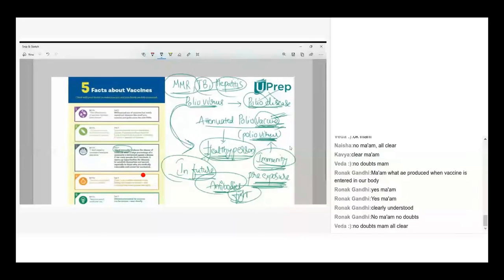Okay, fine, Veda. See, read the whole thing. Herd immunity reduces the chance of outbreak. Here outbreak is nothing but the pandemic. Pandemic we call it an outbreak. When a large percentage of a community, here the total country, a large percentage of the community means what? The total country is immunized against a disease.